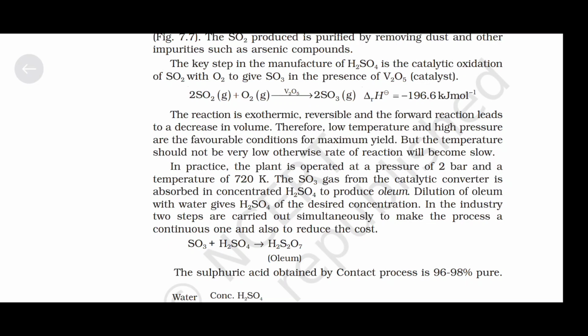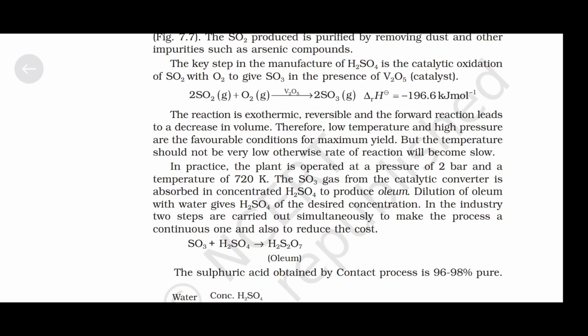The reaction is exothermic, reversible, and the forward reaction leads to decrease in volume. Therefore, low temperature and high pressure are the favorable condition for the maximum yield. But the temperature should not be very low. Otherwise, rate of reaction will be slow. In practice, the plant is operated at a pressure of 2 bar and a temperature of 720 Kelvin.